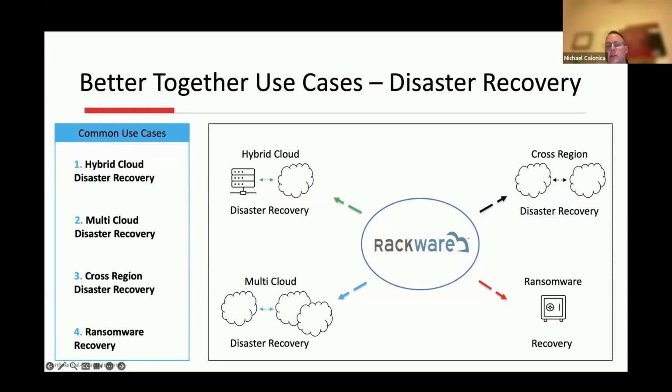There are certainly more use cases that we support. If you have questions around some of those, please feel free to ask them. There are a lot of different scenarios out there that we can talk through, and we'll address them in the Q&A at the end of the session as well. But with that, let's talk about hybrid cloud disaster recovery.